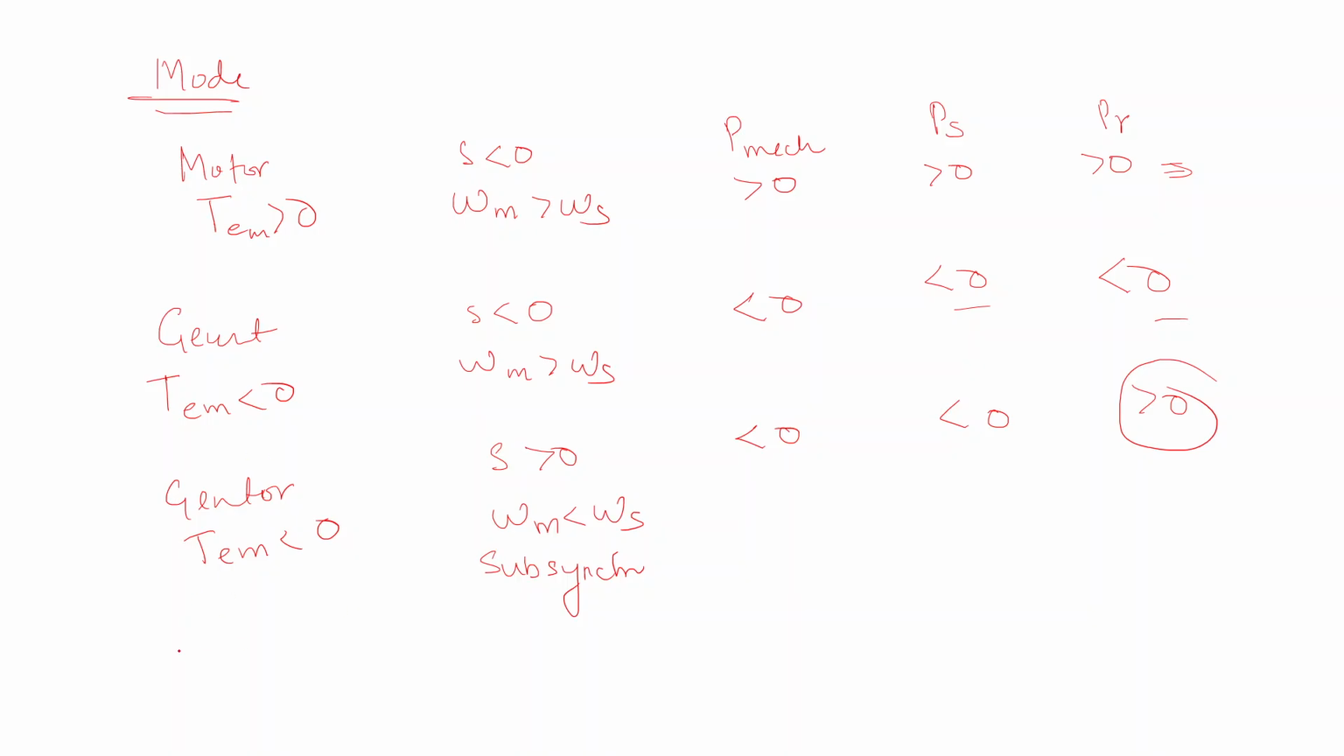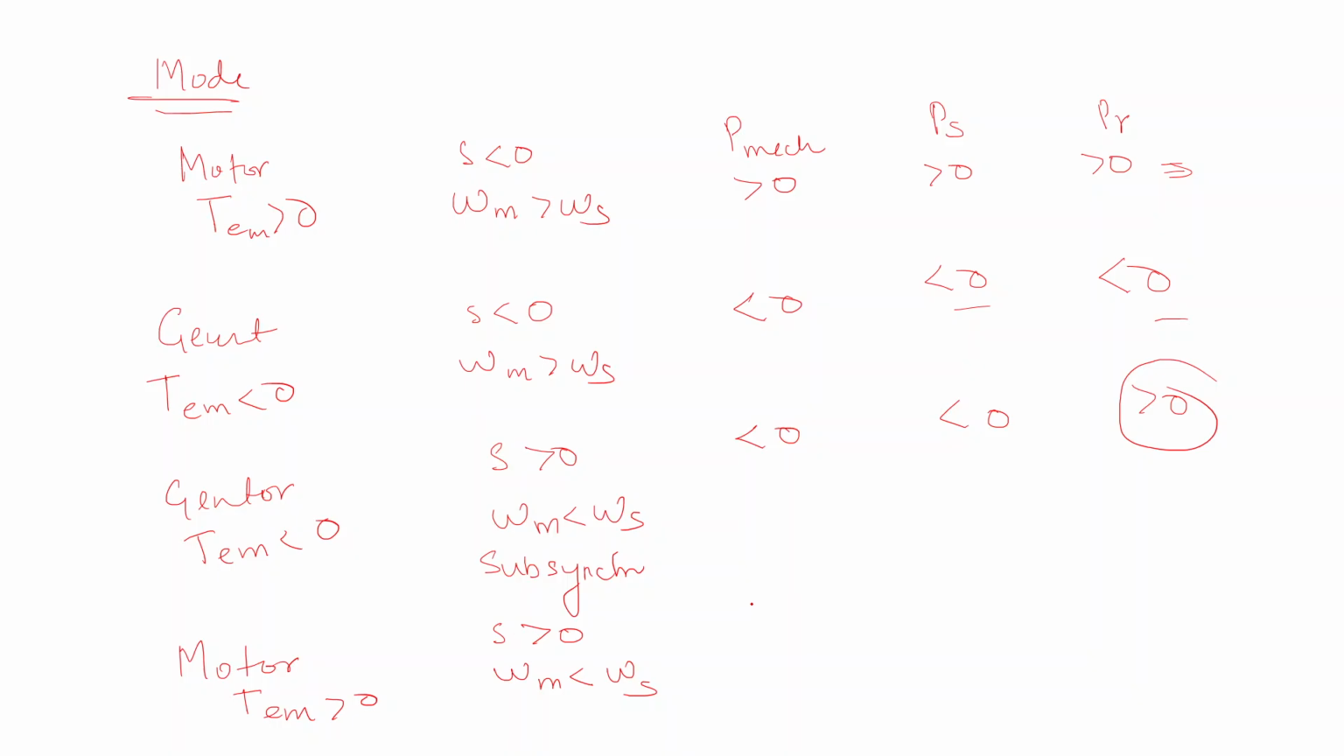Another mode is here, which is motor. At this point, motor TEM is greater than 0. Now, what happens here is this: as S is greater than 0, omega m is less than omega s. This is a sub-synchronous speed.